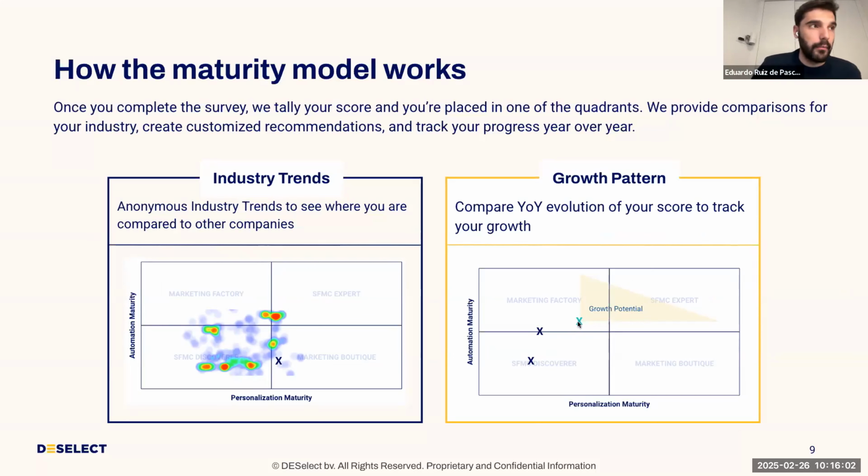Here, we normally recommend, okay, imagine you answer and you sit here. We will ask you, where do you want to go? Do you want to grow in the automation axis? Do you want to grow in the personalization axis? It's better to split these two challenges, of course. So focus on one and then move on.